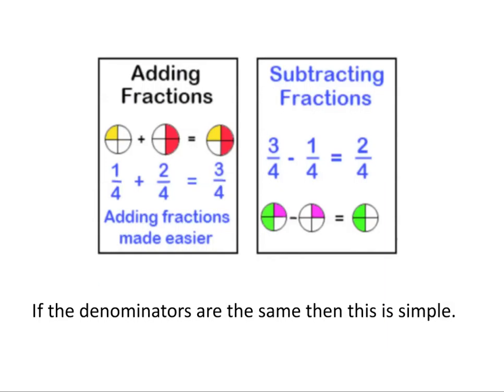Well, this starts off really simple if the denominators of each fraction are the same. As you can see from the diagram, if you add things with the same denominator, we keep the denominator the same as before. We're still dealing with quarters in the first example, and we know that 1 plus 2 is 3, so we have 3 of those quarters. It's exactly the same with subtraction as well. 3 quarters take away 1 quarter is 2 quarters.